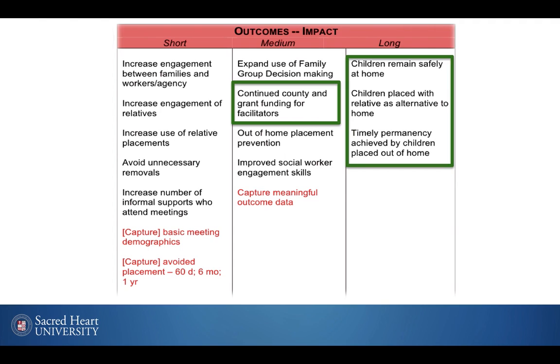But if you back up and look at the medium term column, there are some things that don't quite fit. In this particular case, you can see one of the outcomes they have in there is continued county and grant funding for facilitators. This particular program relies heavily on people to facilitate meetings, so they need the funding to continue for that. While that makes sense, it doesn't quite fit in this particular logic model, and I'll show you why in just a minute.